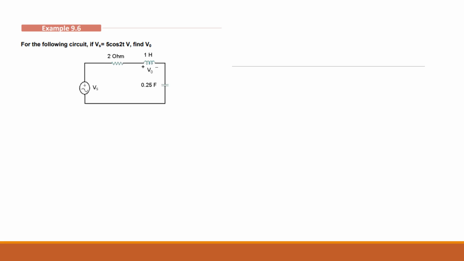So how do we do this one? They are saying our supply voltage is equal to 5 cos 2t, and they are asking us to find V naught. Okay, so we can do the voltage division rule here. Am I right? So what do we have? We have to find V naught. Yes, this one.